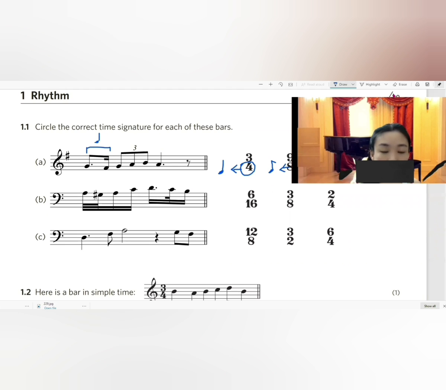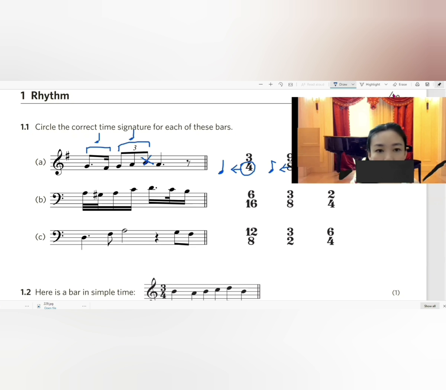Next one, there is a triplet. If you know what triplet means, it means that within a grouping of 3 notes that have the same value, usually the last note, we don't count the value of the last note. So the first 2 notes in this group are half and half. So the total value for this whole group is a crotchet. So in this case, you can count this in crotchet beat.